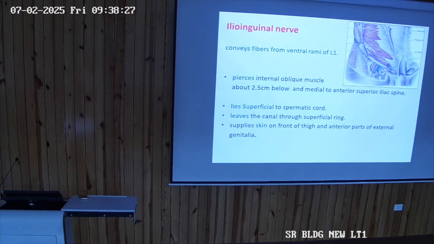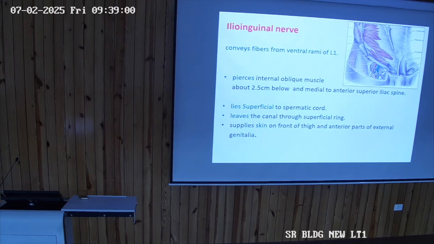Then when it supplies the skin of the front of the thigh and the external genitalia, it pierces the internal oblique muscle, and then it becomes cutaneous or sensory. So at the beginning it is a mixed nerve. Then when it pierces the internal oblique, it becomes a cutaneous and sensory nerve, and it supplies the skin on the front of the thigh and anterior parts of the external genitalia. Does it pass through the deep ring? No. It passes only through the superficial ring.